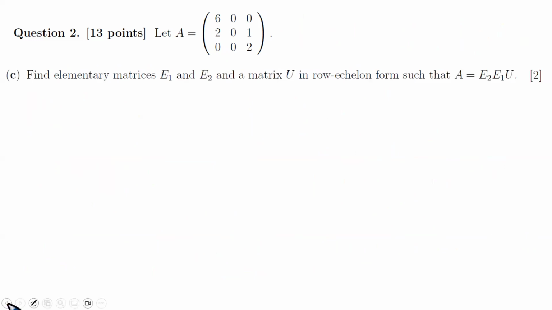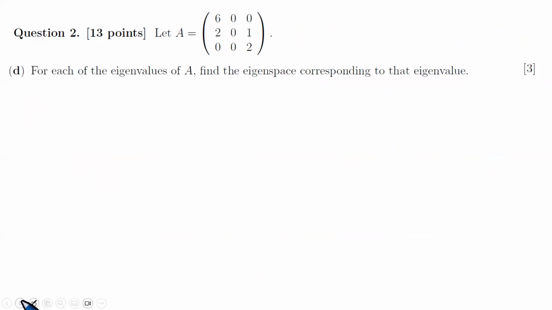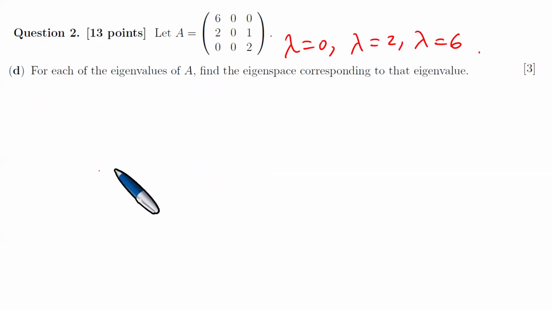All right. So for each of the eigenvalues of A, which we got, find the eigenspace corresponding to that eigenvalue. Okay, so these eigenspaces are much, much easier. So let us find the eigenspaces. Now, eigenspaces themselves are obtained by using, for each eigenvalue, remember that we got that lambda was 0, lambda was 2, lambda was 6. Okay, so these are the eigenvalues we got.